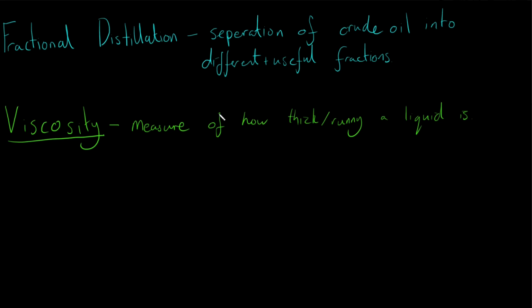So if we think about something like water, we would describe water as having quite a low viscosity. It's not very thick at all, and it runs quite easily. Whereas on the other hand, if we took a liquid like honey, then we describe honey as having a high viscosity, and that's the way I remember it.